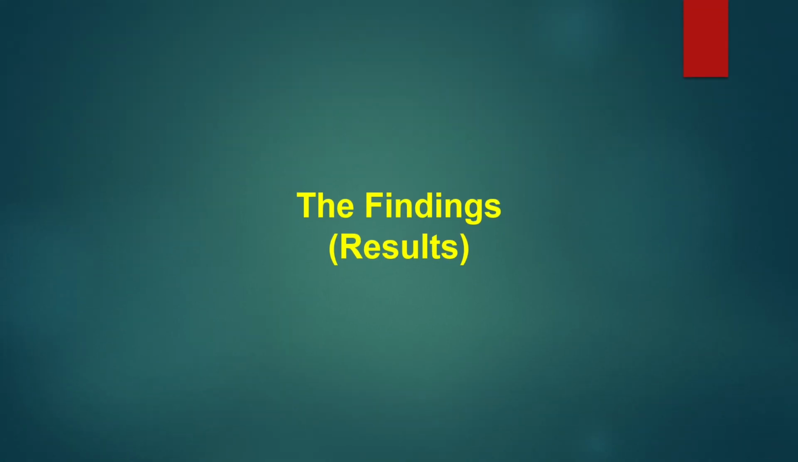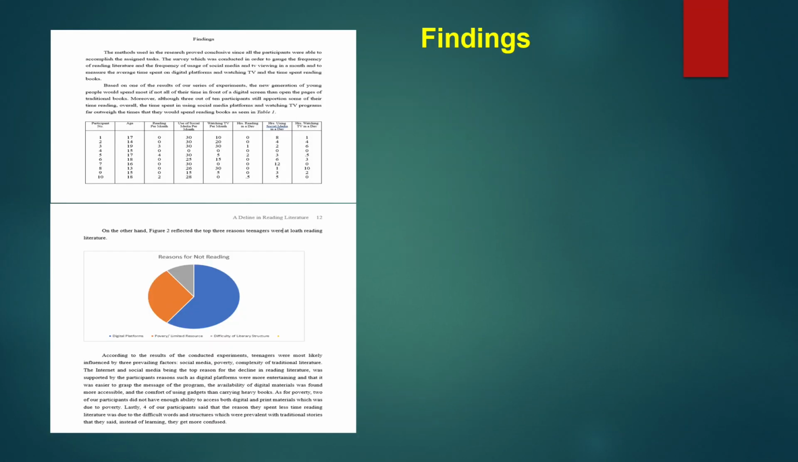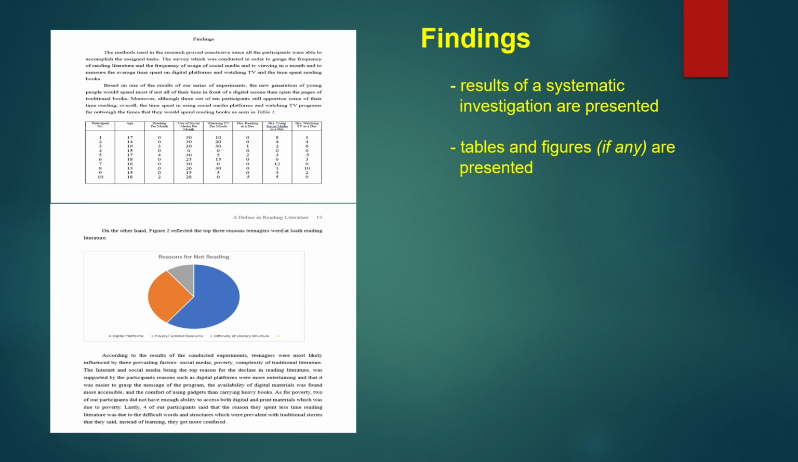The next component is called findings. Again, the same rules with titles, page number, and spacing are followed should the component be written on a separate page. Findings is the clarification section where the results of a systematic investigation are gauged and assessed. Here, the tables and figures, if any, are presented. Additionally, they describe both abstract and realistic findings through data analysis.